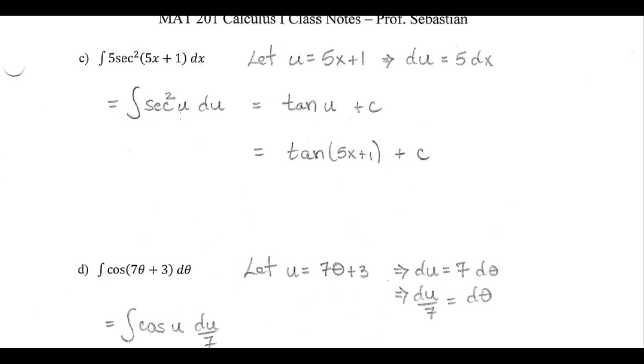So this becomes secant squared of u du, and again, that's a trig function I should recognize. What function, if I take its derivative, gives me secant squared of u? That would be tangent of u. Don't forget to add your plus c. All right, so the bottom line is I now need to plug u back in to be all done. So my answer in terms of x is tangent of 5x plus 1 plus c.